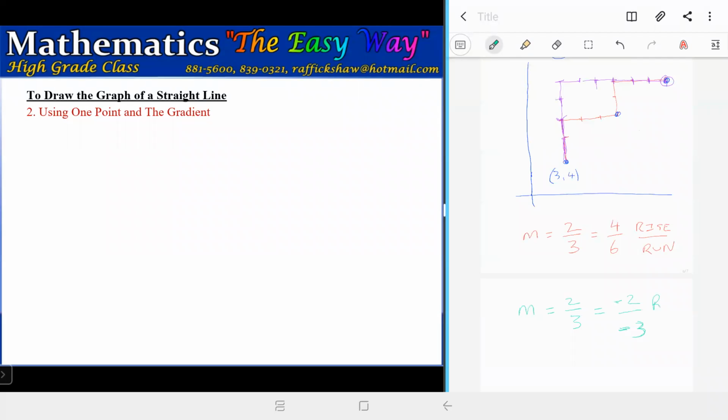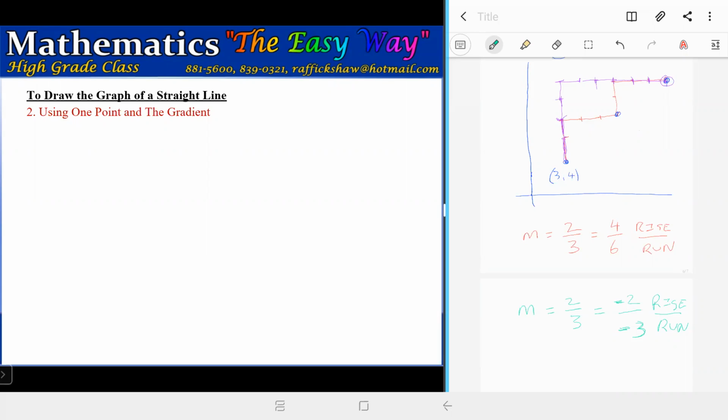This is still rise over run. This time I'm going to rise negative 2, run negative 3. Here's the magic about it now. When my rise is negative, I go down. And when my run is negative, I go to the left. So when my rise is positive, I go up, and when my run is positive, I go to the right. But when my rise is negative, I go down, and when my run is negative, I go to the left.